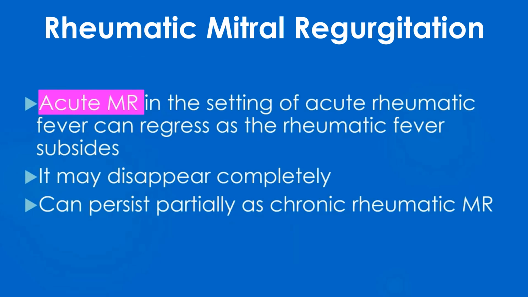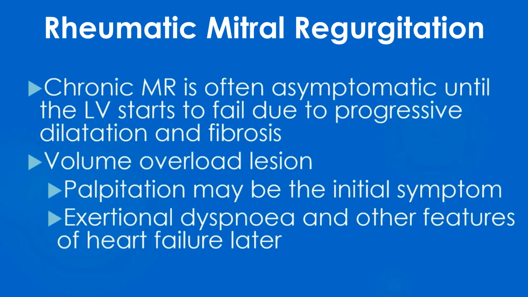Severe mitral regurgitation produces a forceful left ventricular apex with cardiomegaly. Acute mitral regurgitation in the setting of acute rheumatic fever can regress as the rheumatic fever subsides. It may disappear completely or persist partially as chronic mitral regurgitation. Chronic rheumatic mitral regurgitation is often asymptomatic until the left ventricle starts to fail due to progressive dilatation and fibrosis.